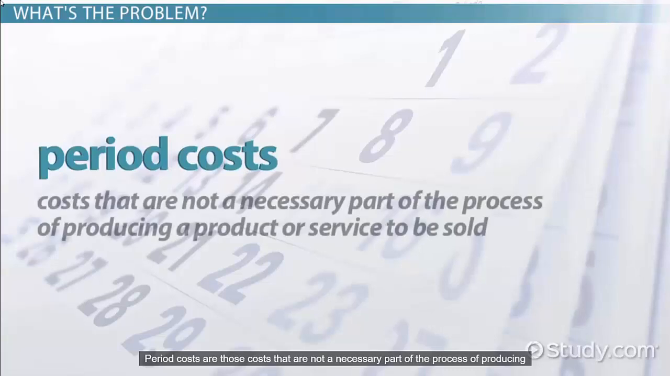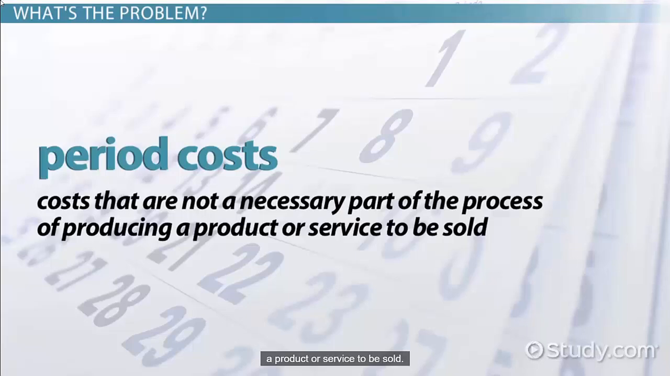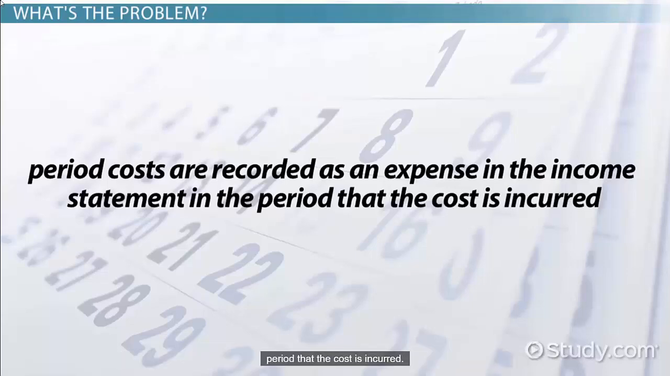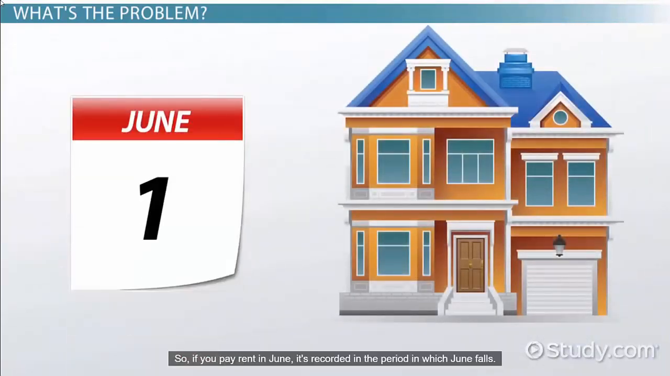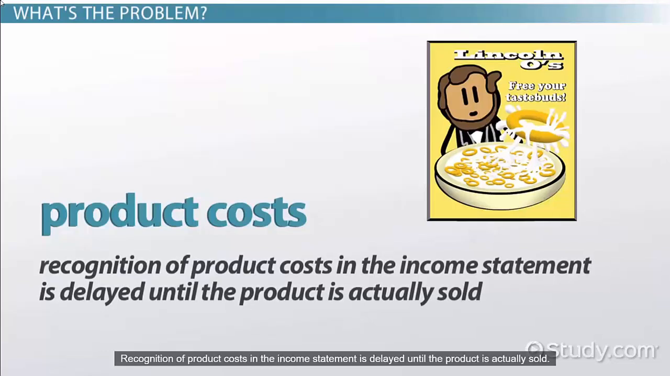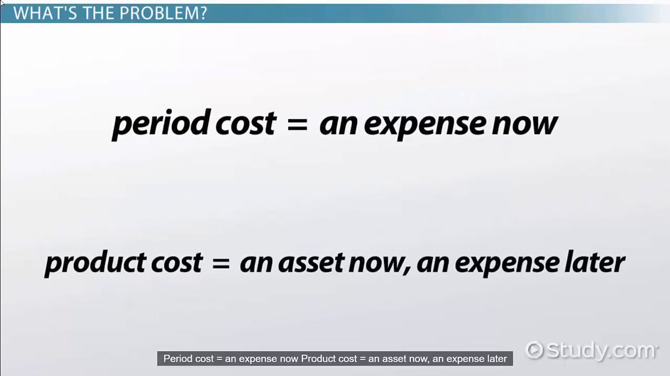Period costs are those costs that are not a necessary part of the process of producing a product or service to be sold. As the name implies, period costs are recorded as an expense in the income statement in the period that the cost is incurred. So, if you pay rent in June, it's recorded in the period in which June falls. The same is not true for product costs. Recognition of product costs in the income statement is delayed until the product is actually sold. Period cost equals an expense now, and product cost equals an asset now and expense later.